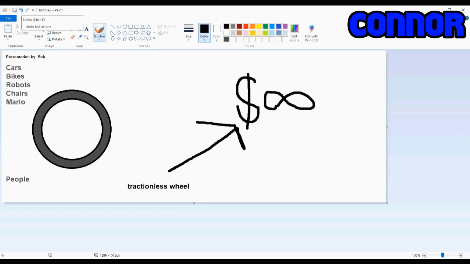And watch what happens if I were to discreetly turn this 90 degrees. What do you notice? It's two wheels! It's two wheels!